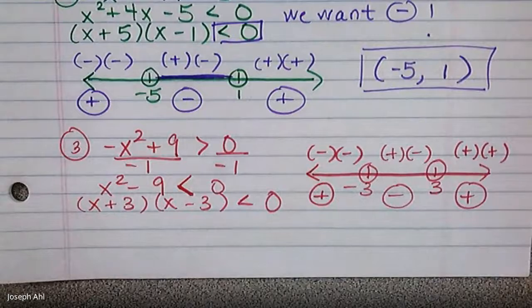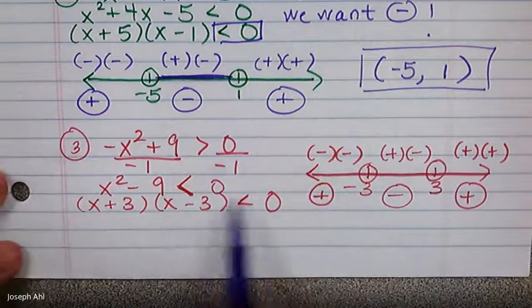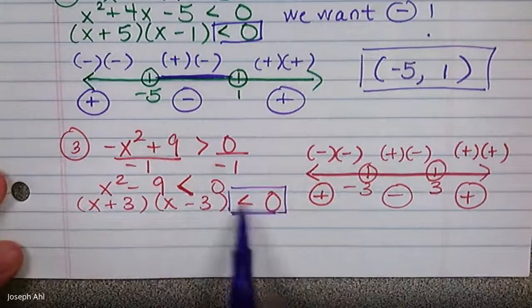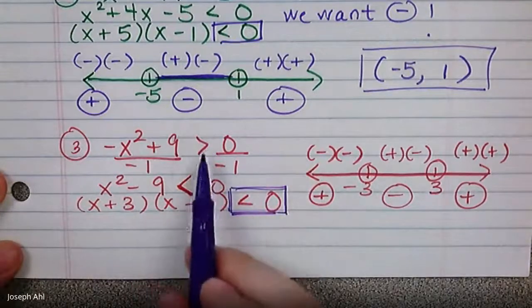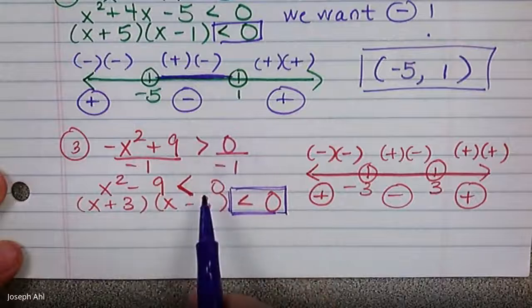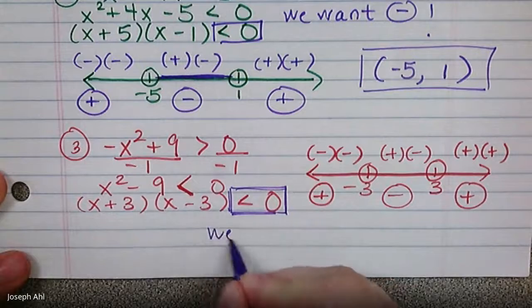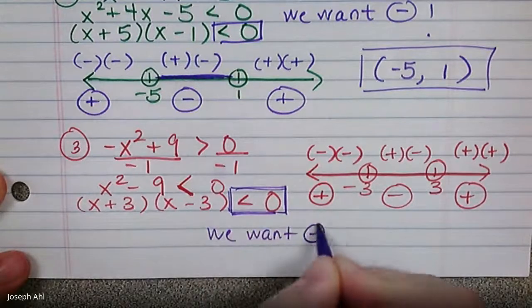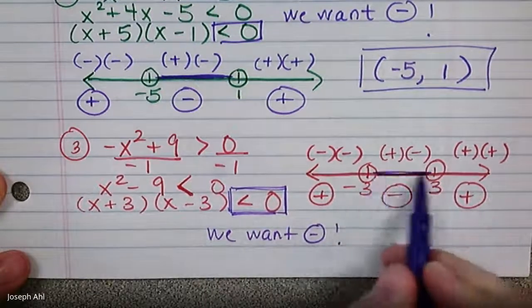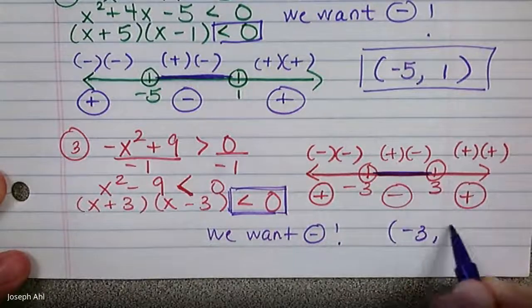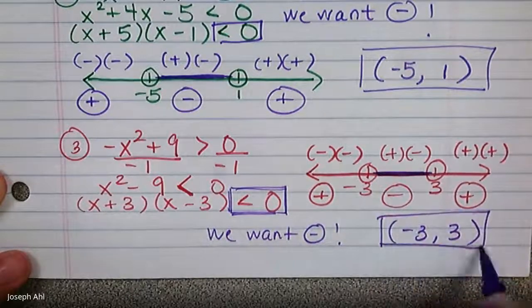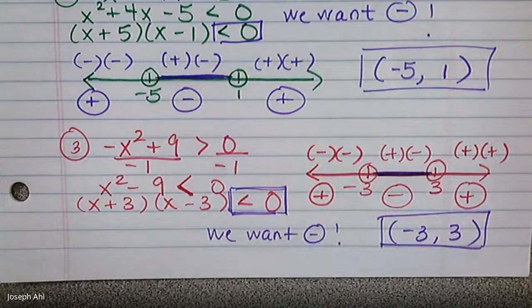Now just be careful, because what do we want? Do we want positive or do we want negative? You have to go from this last step that we were testing in. Okay, don't go back to the original when it said greater than 0. We changed it such that we made it a less than 0 problem. Less than 0 is we want negative. And the negative is everything in between negative 3 and 3. So that winds up being your solution. Make sure you use parentheses and not brackets, okay?